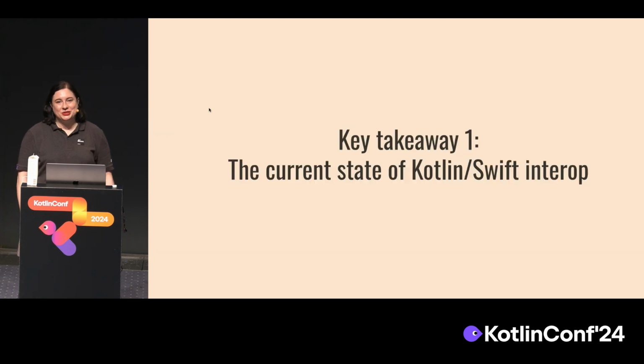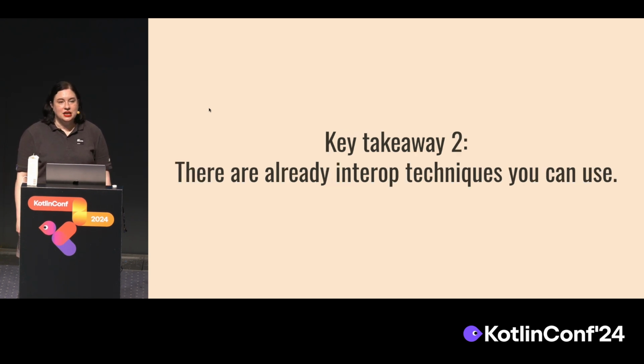My talk has three key takeaways. Firstly, what is the current state of Kotlin Swift Interop? Which Kotlin features can I use from Swift with confidence, and which Kotlin features should I rather avoid? Secondly, there are already techniques that you can use to start making your Kotlin Swift Interop better. And we'll be looking at 8 little nuggets of interop tricks that you can start using today.